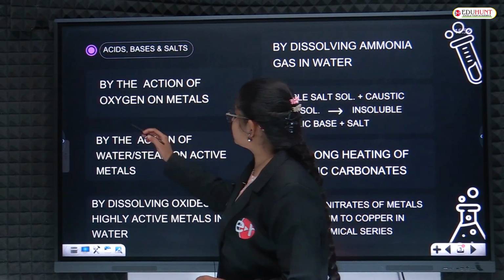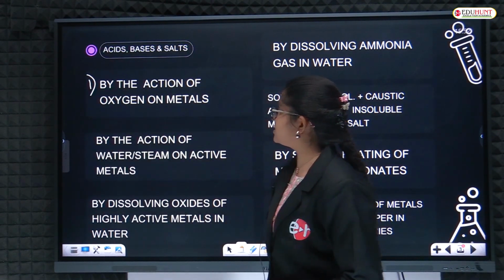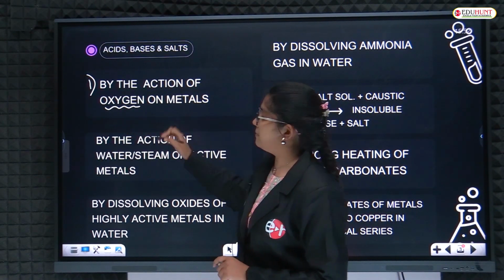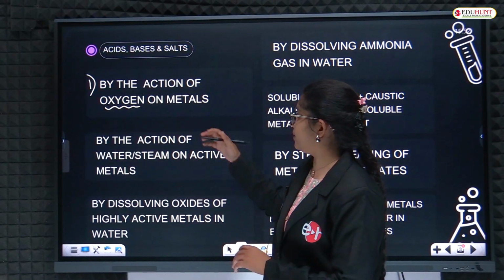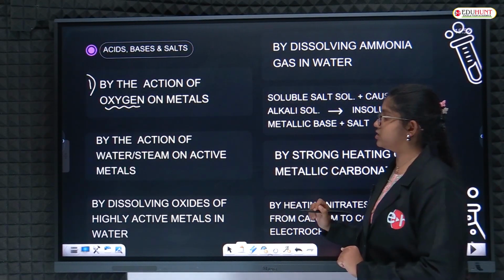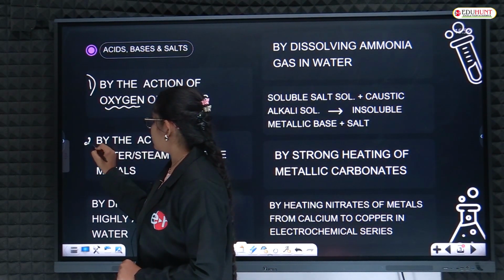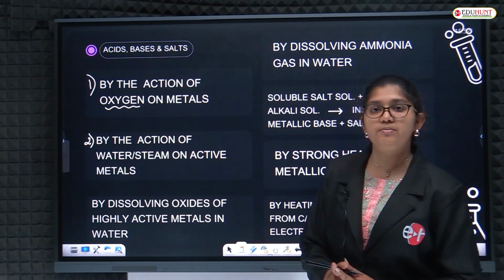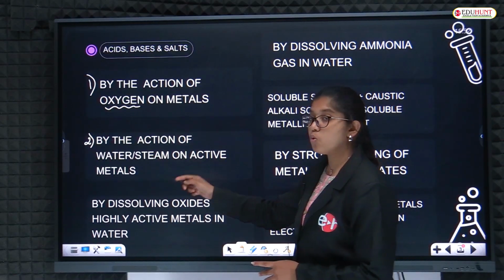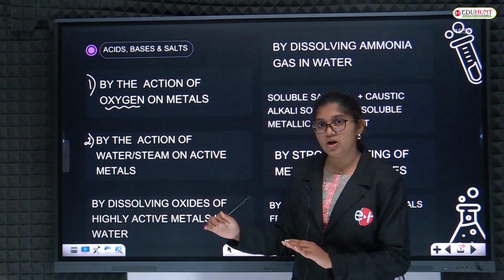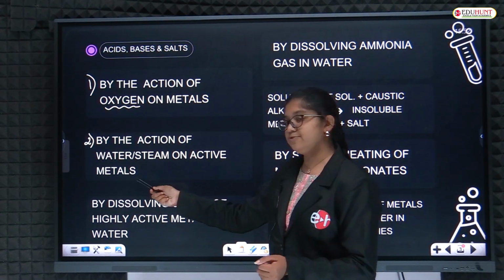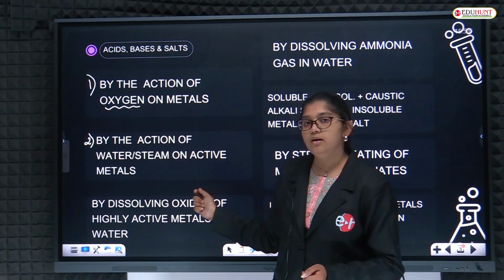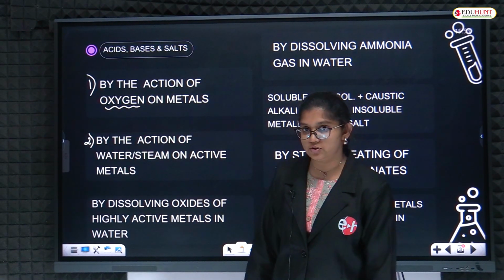The first one is by the action of oxygen on metals. By that process we can prepare a base. The second one is by the action of water or steam on active metals. Whether it is general water or steam, in that state also you can make a base with the help of active metals.